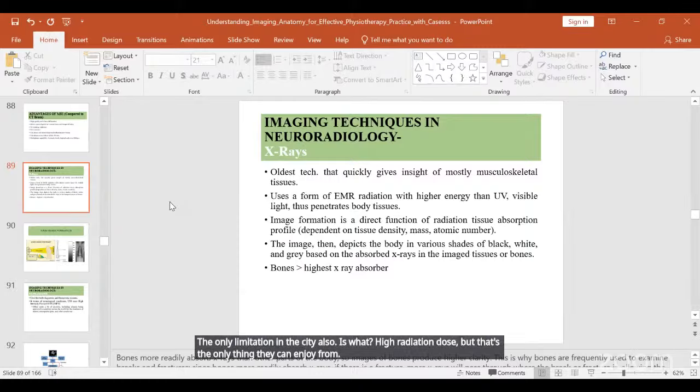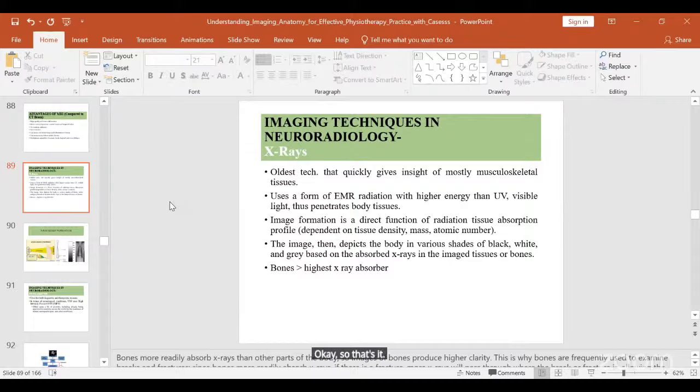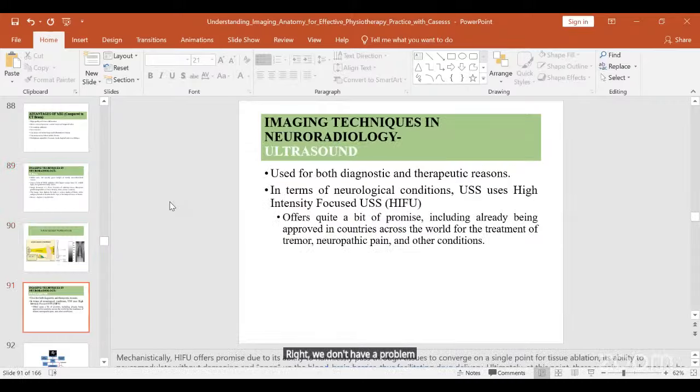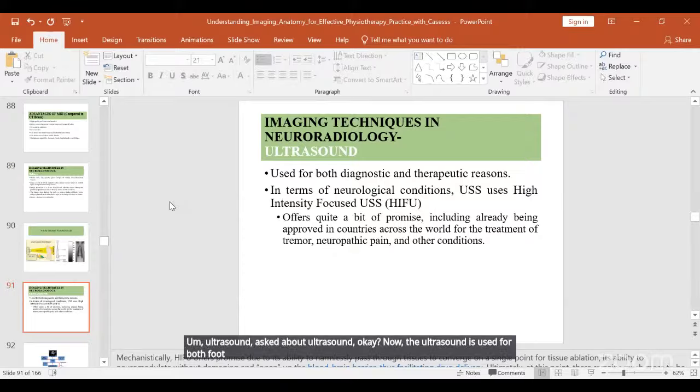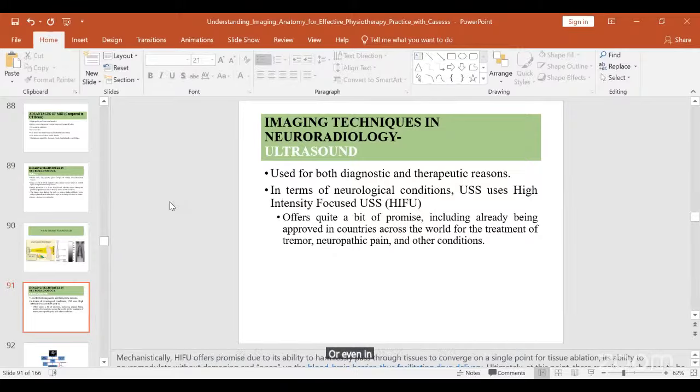Okay, so that's it. So X-rays, we know about it, isn't it? We don't have problem about it. This is ultrasound. This person asked about ultrasound. Now the ultrasound is used for both reasons. It is used either for diagnostic or even in treatment. In your own case, you use ultrasound for treatment. For us here, we use it for diagnostic purposes.